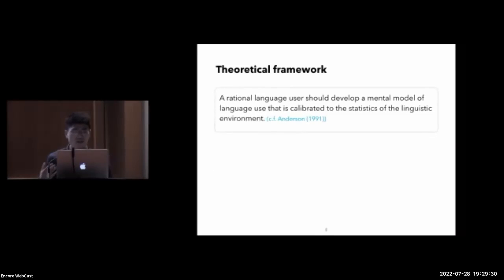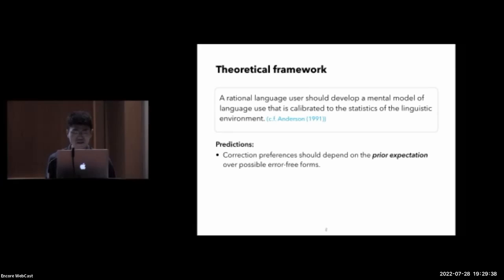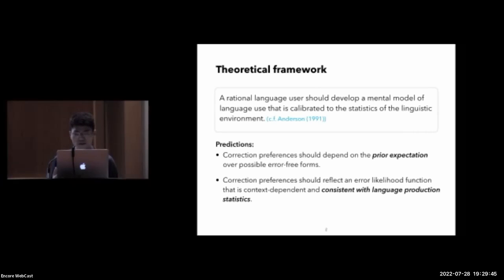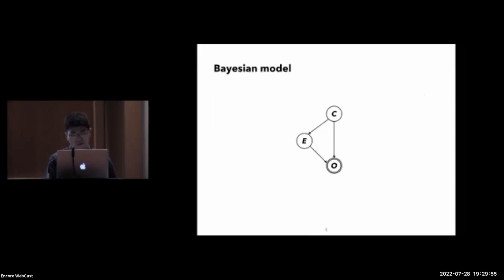And under this theoretical framework, we have two specific predictions about this number agreement mismatch phenomenon. First, we predict that correction preferences should depend on the prior expectation over the possible error-free forms. And second, correction preferences should reflect an error likelihood function that is context-dependent and consistent with language production statistics. And I will illustrate these two points in the later part of the talk.